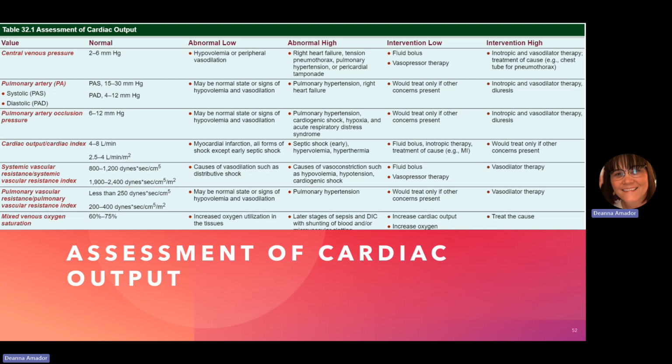You don't have to memorize these, but you can read through these and understand what high levels and low levels mean. And then it goes on to talk about interventions, and have that make sense in your head why you would give these interventions if these numbers were low or high. After the PA pressures, we have this PAOP, or pulmonary artery occlusion pressure, which I said is like your wedge pressure when you blow up that balloon on the end of the Swan or the PA line, and then it occludes the pulmonary artery.